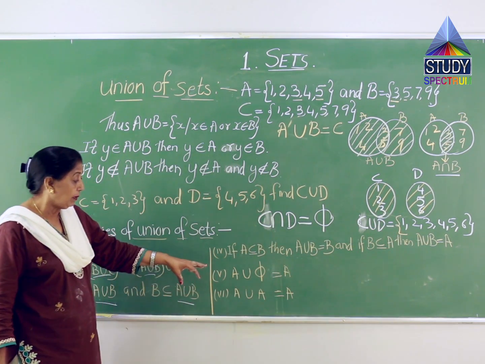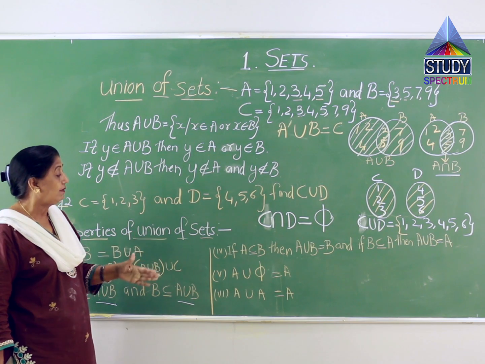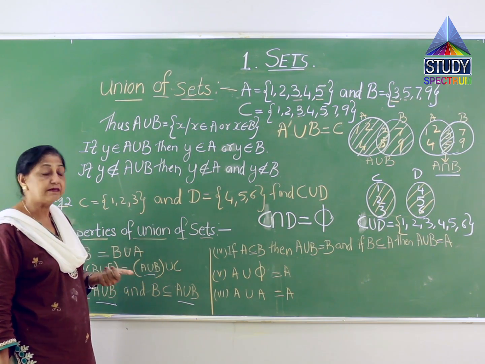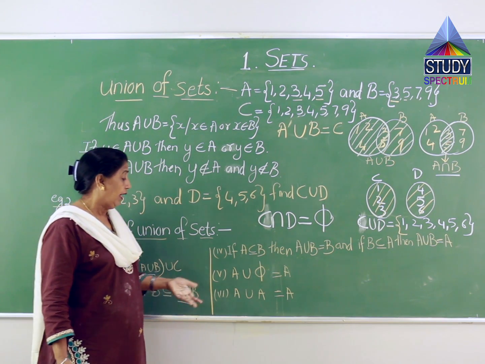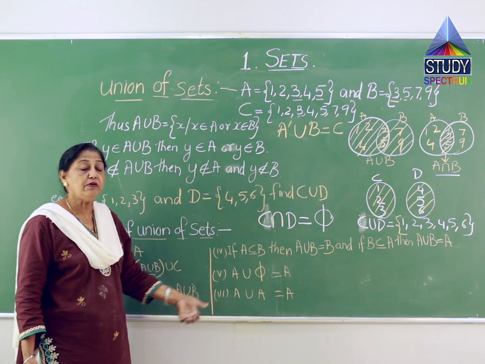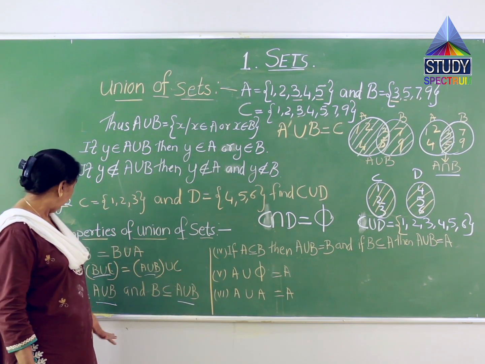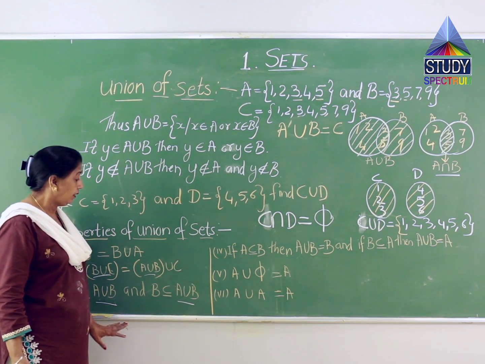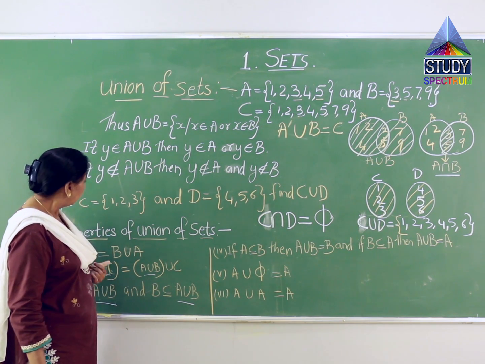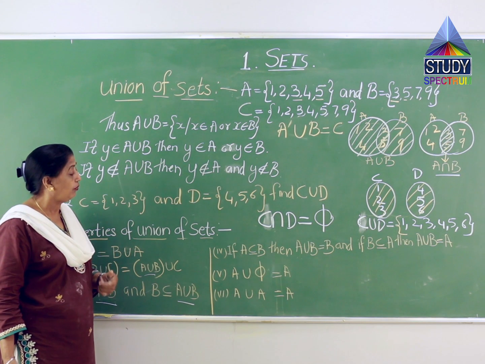And the fifth property is A union null set is always equal to A, as the null set does not have any element, and A union A is always equal to set A. Let's move to another term now, as we have already completed these properties of union of sets.